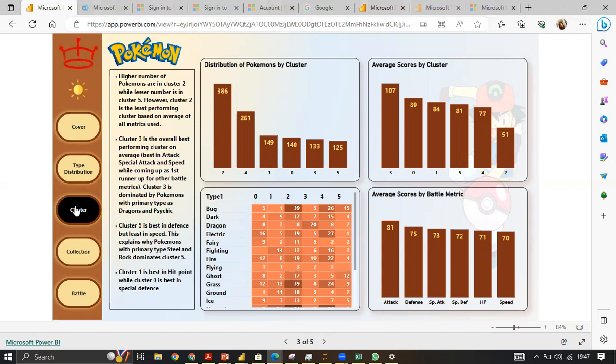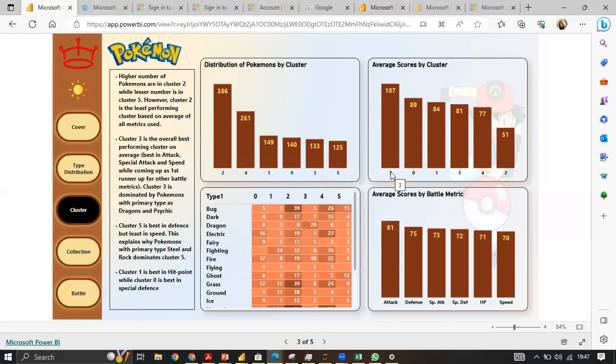The main aim of doing this is to dive deeper for insights, to get the weak points and strong points of each cluster and how the primary types are distributed in each of these clusters. Now we can see that cluster 2 has the highest count of Pokemons with 386 Pokemons, while the least is cluster 5. But on average scores by the clusters, cluster 3 is leading, while the least is cluster 2. So let's find out the Pokemons and their strengths.